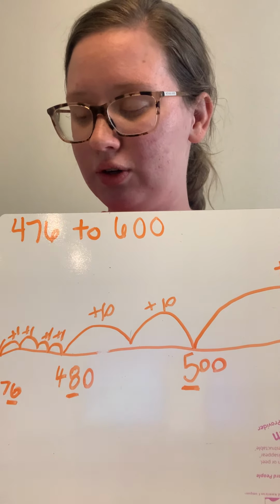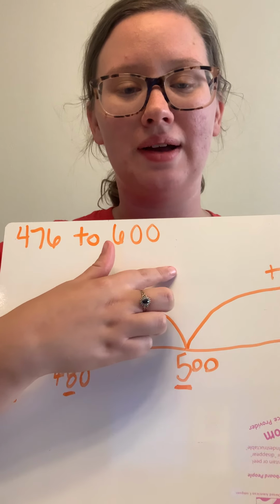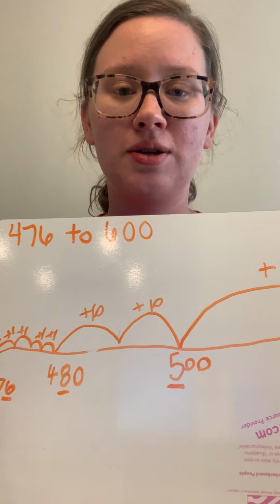So what it means by bundling in the directions, it's how you created your tens and your hundreds to make it easier for you to add. So number 2, 3, and 4 are all the same. So that's going to be our example for that page.